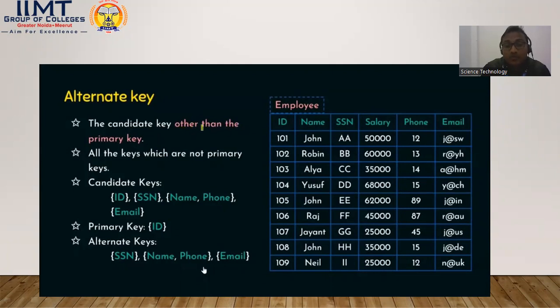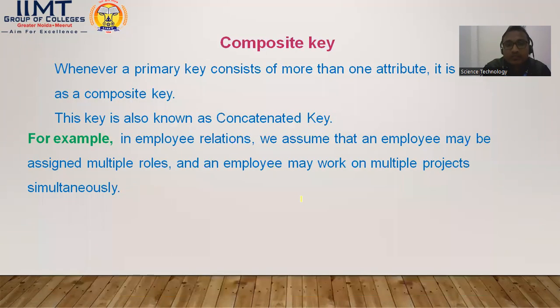यानी primary key को छोड़कर जो भी है वो सब candidate key, वो सारी candidate key क्या है? Alternate key. All the keys which are not primary key, जो भी primary key नहीं है, वो सब जो कैंडिडेट की हो सकती हैं वो सबकी सब अल्टरनेट की हैं. कैंडिडेट की क्या क्या है? आईडी, एसएसएन नंबर, नेम, फोन नंबर, ईमेल. तो प्राइमरी की आईडी, then remaining also SSN number, name, phone, email. This is called the alternate key.